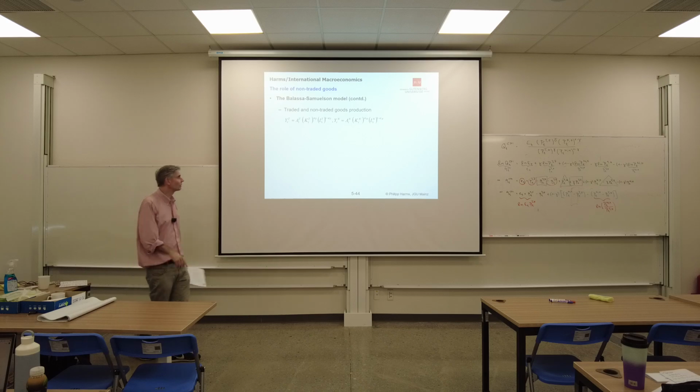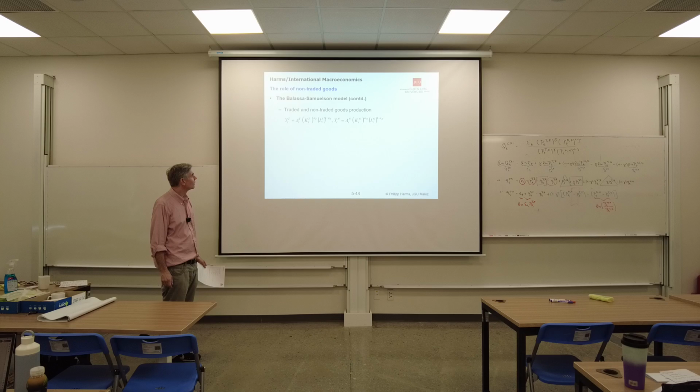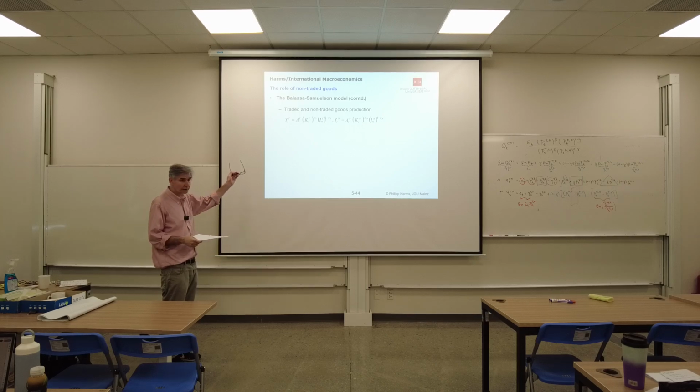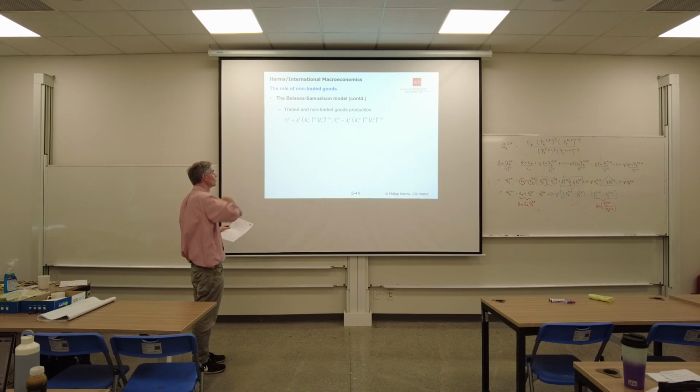How do we start? We start with the assumption that there are two production functions, one for traded goods and one for non-traded goods, and they're both Cobb-Douglas. Please note, and that's important, we have total factor productivities which are sector specific, and we have exponents which are sector specific. So alpha T is not necessarily equal to alpha N.